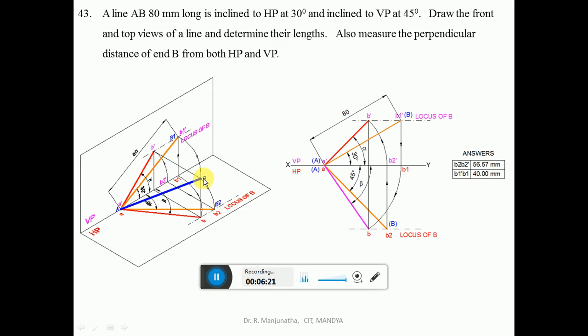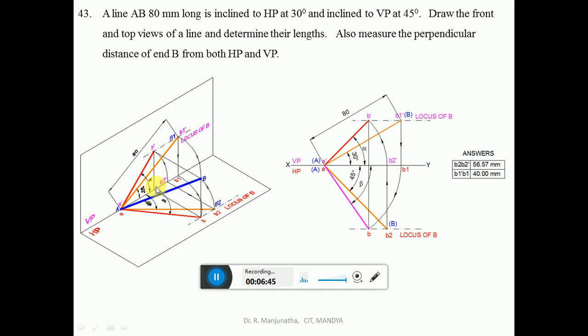But when you are rotating this, what happens in the vertical plane? The image from A dash B2 dash, with A dash as center and A dash B2 dash as radius, draws an arc so that it cuts the locus of B here. So you get this point as B dash. Then join A dash to B dash with a dark line. Then when you join B dash and B, both lie on the same line.